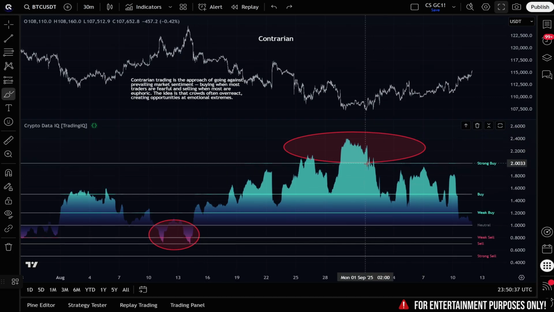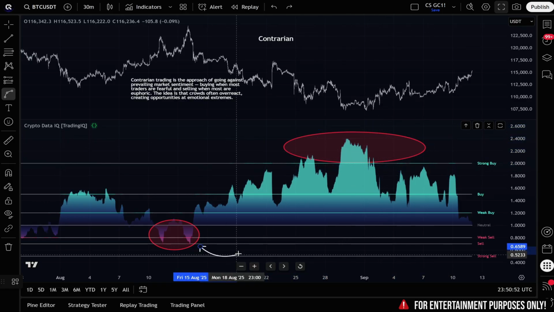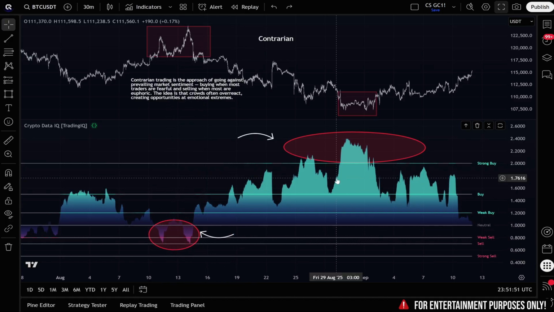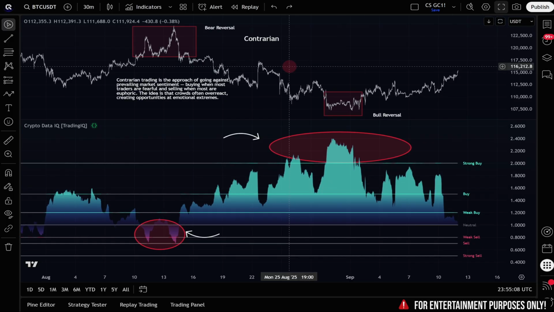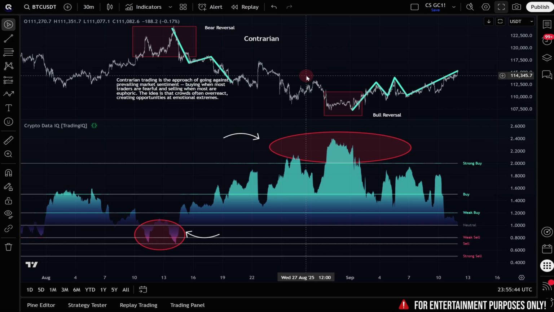And if we take a look at when Crypto Data IQ extends into the strong buy side threshold here, and also when Crypto Data IQ extends into the sell threshold down here, we can see that shortly thereafter, both a bearish reversal and a bullish reversal took place. And the reason this happens is simple. When too many accounts are long, even a few traders taking profit can start a chain reaction to the downside. And when too many accounts are short, profit taking pushes the market upwards instead.